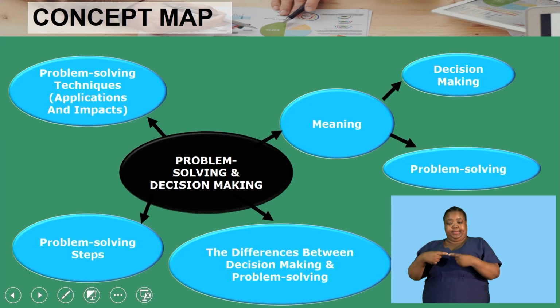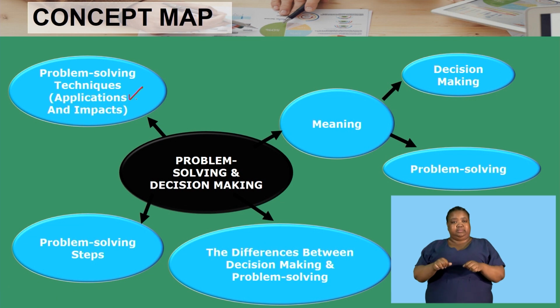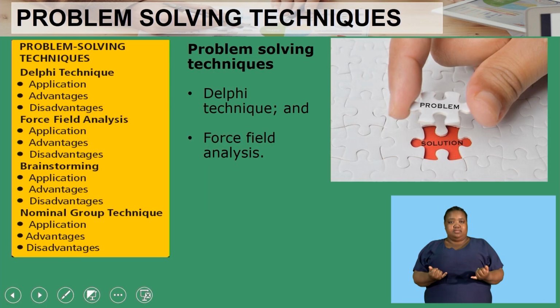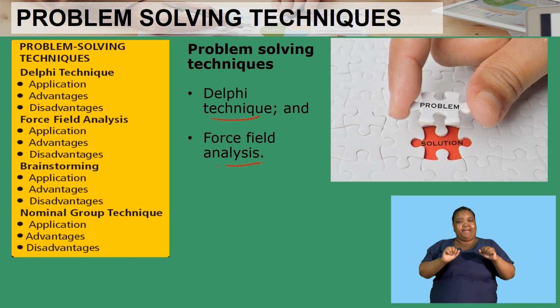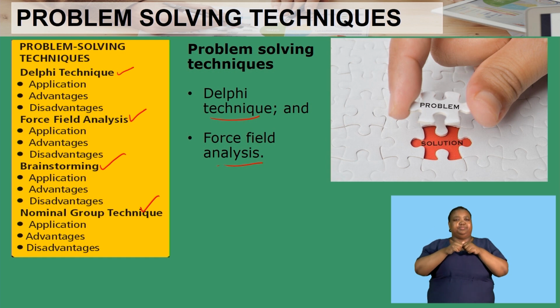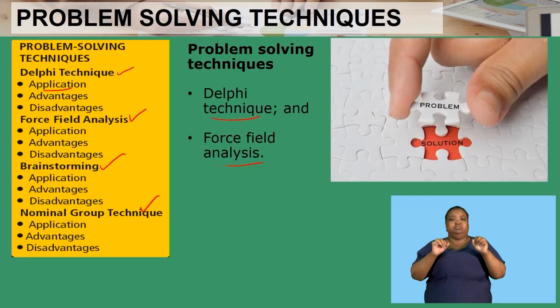Now I need to remind you, for the techniques, we've got the applications and the impacts. And for this lesson, we will focus on the Delphi technique and the force field. As you can see here, we've got 4 problem solving techniques: the Delphi technique, force field analysis, brainstorming, nominal group technique. However, for this lesson, we're only focusing on the Delphi technique and the force field analysis. Don't forget, for every technique, we've got the applications, we've got the impacts, which is your advantages and your disadvantages.